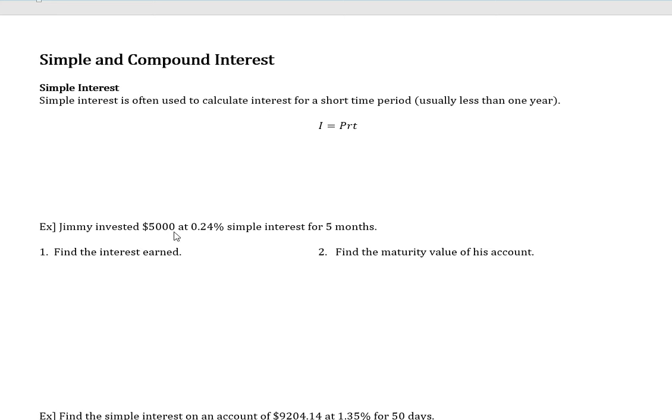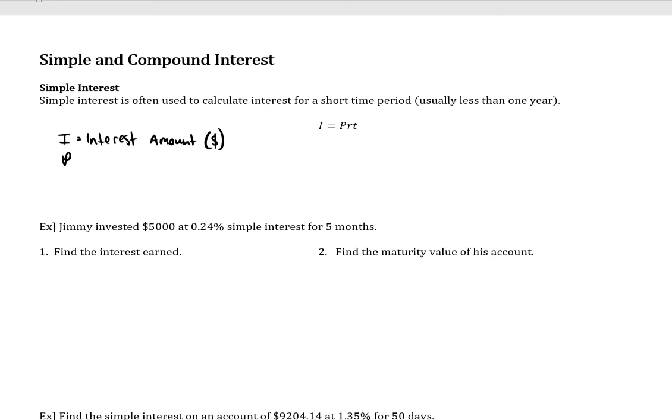So simple interest has a nice formula here. It's often used to calculate interest for a short time period, usually less than 1 year. And we have I equals PRT, where I is the interest amount, so that's going to be a dollar amount.